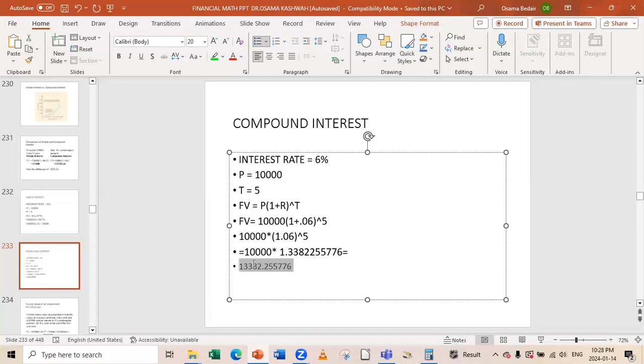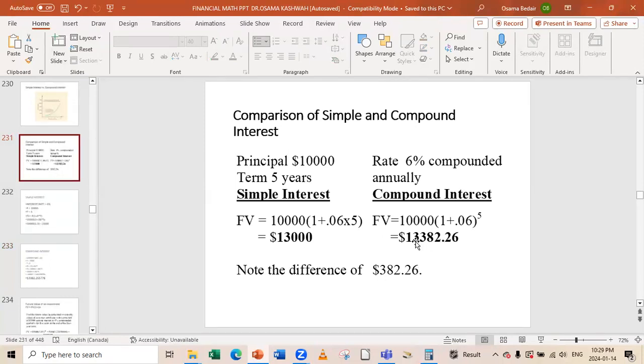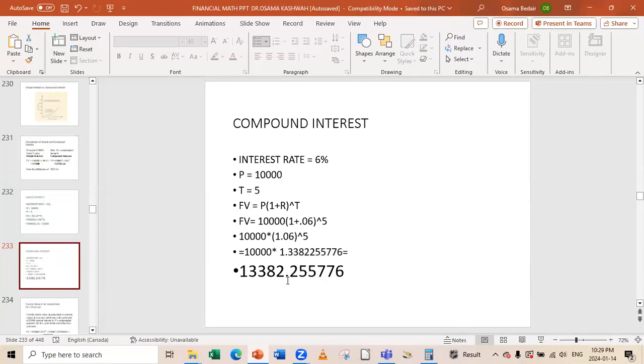Let me enlarge it. Here is the final result: 13,382.26, the same result we got.